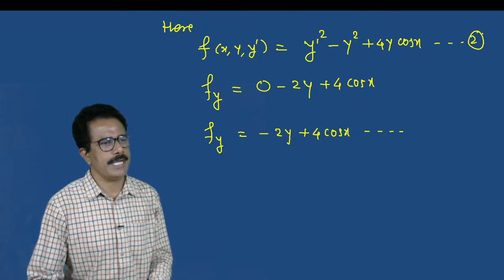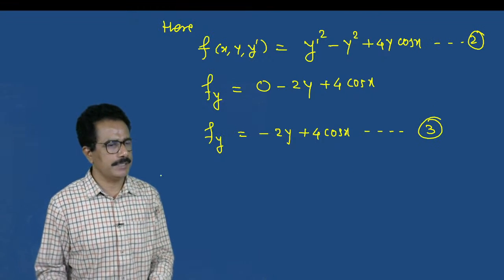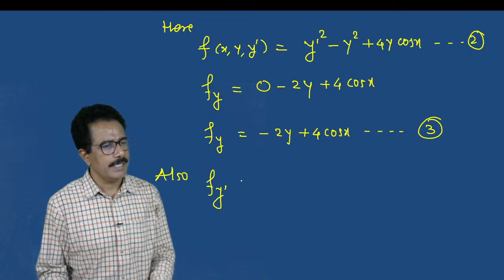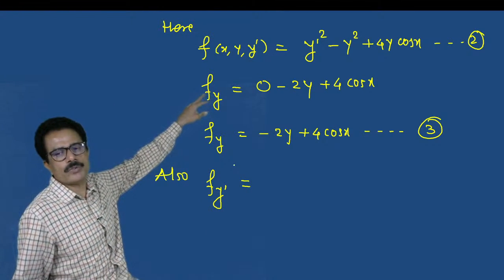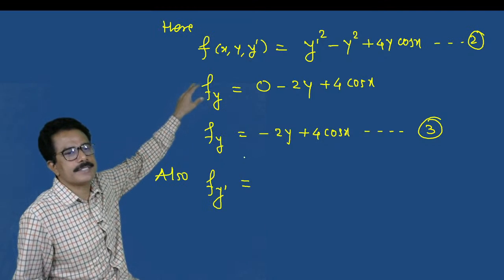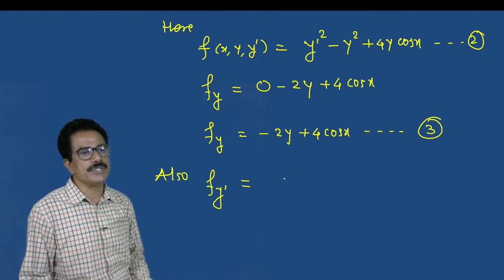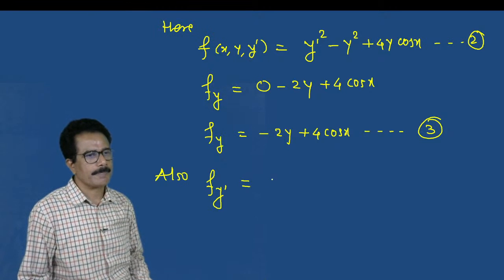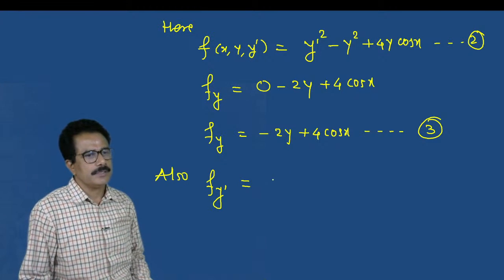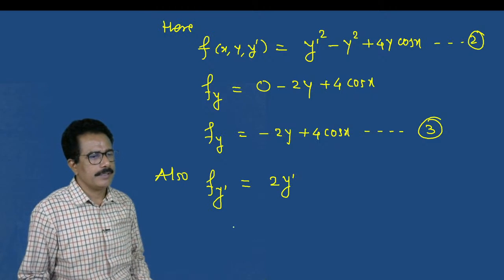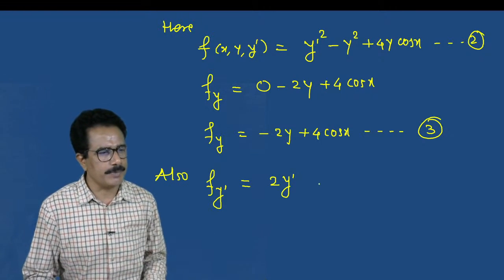Suppose this is second, this is third. Also f suffix y dash, we have to differentiate this equation with respect to y dash. Tell me what comes? f y dash is equal to 2y dash. So we can write, suppose this is 4.